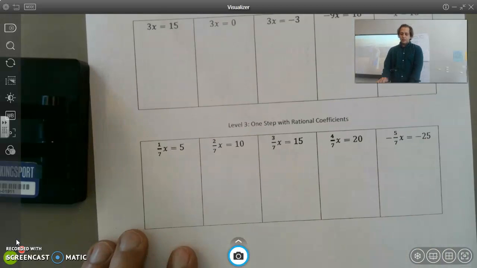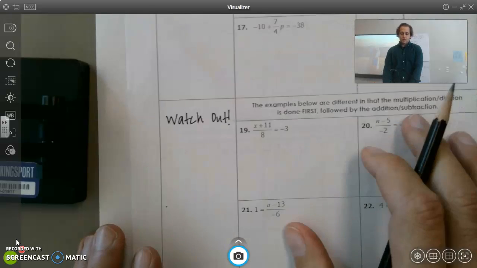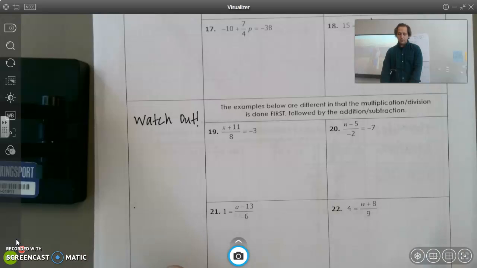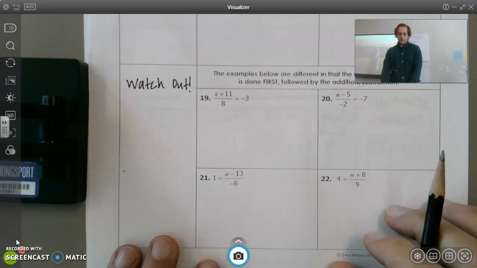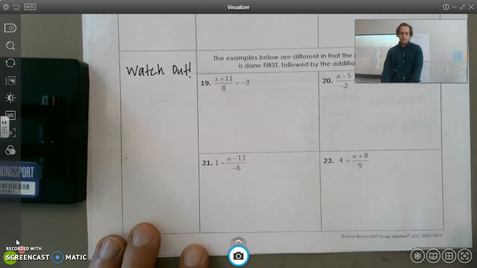I've already done a video on how to distribute if you have parentheses. Let's look at these rational expressions on the back. Let's do one of those as another support.